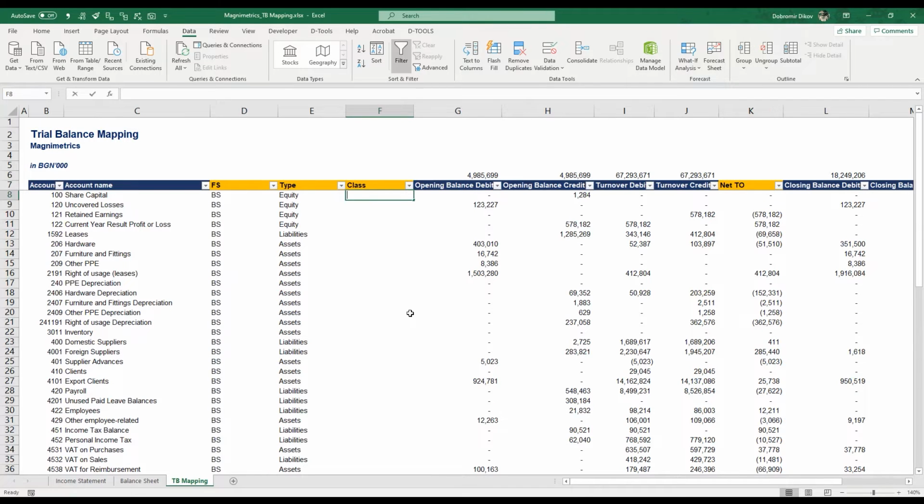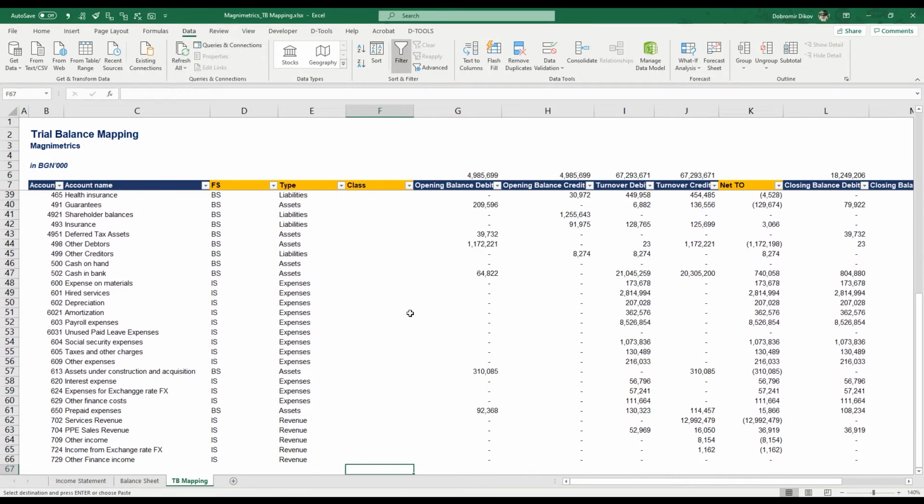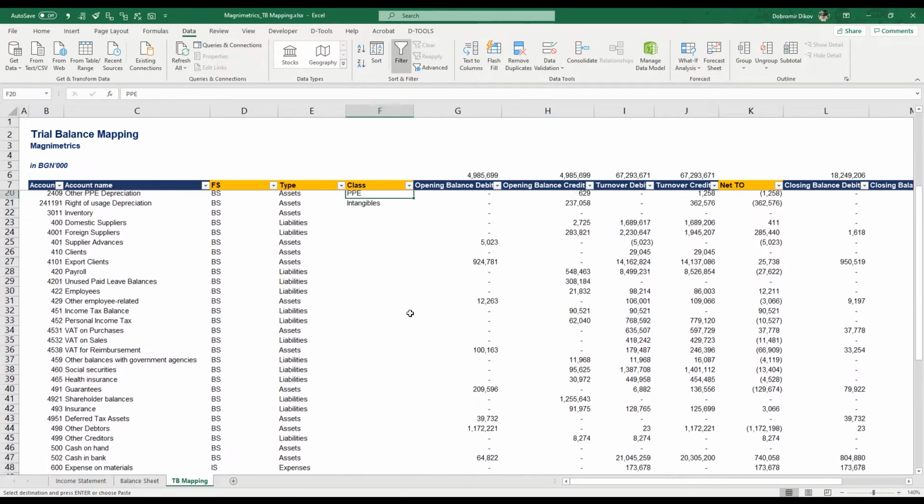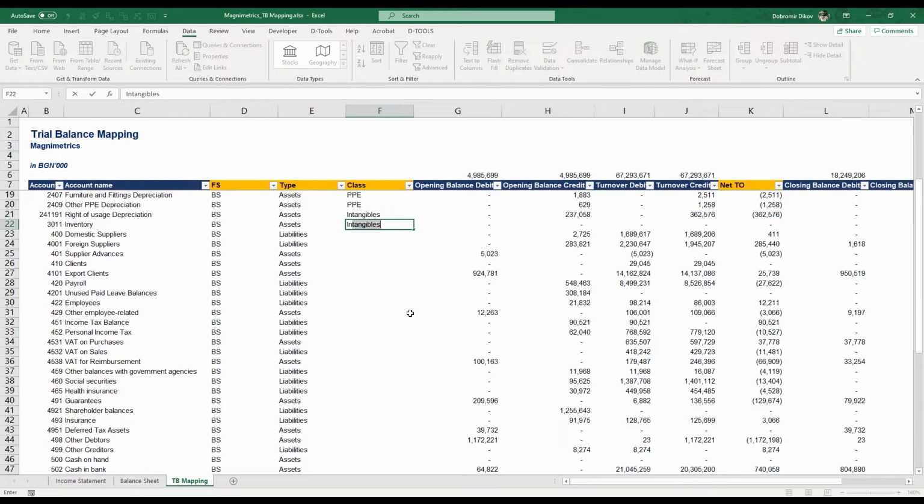And our class, so this is our share capital. These are our retained earnings. Then these we're going to designate as leases. We have property, plant and equipment, which is all the way to here. Our right of usage is intangibles, and also its depreciation is going to be an intangible. The other depreciation is in PPE. And the other thing that's going to go in PPE is our assets under construction. Then we go to inventory, which is inventory. I can see that it is zero, so that wouldn't matter, but still.